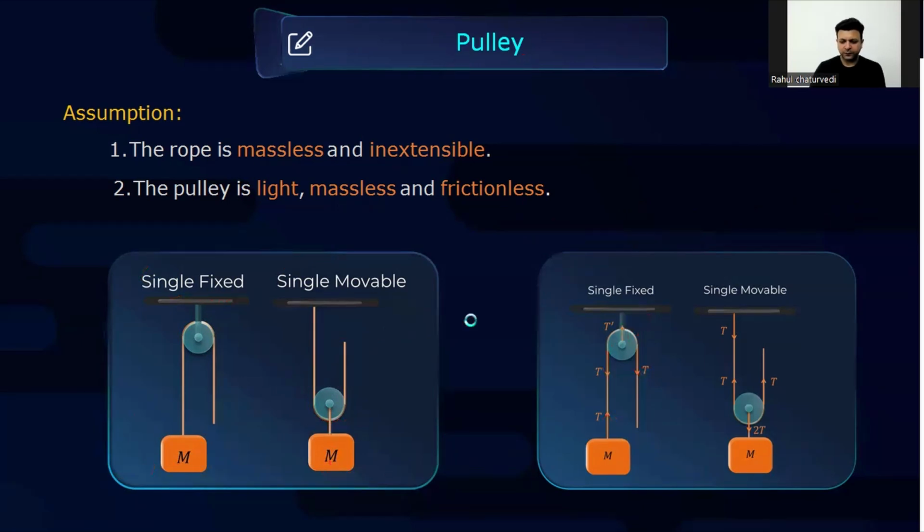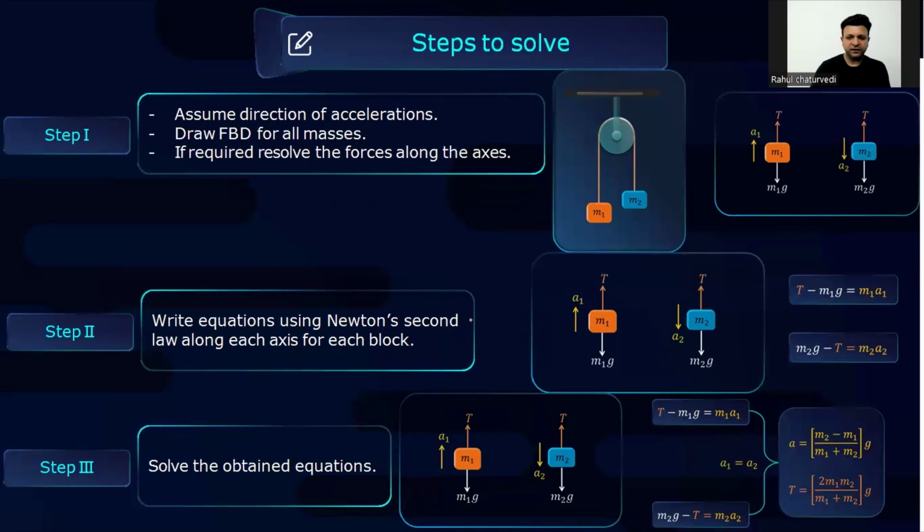So let's solve some more cases. How to solve the cases of pulley? First step is to assume the direction of acceleration. So when there is a pulley and a block, or you can say a pulley and mass combination, first you have to consider the direction of acceleration. In any direction, you can assume the acceleration.